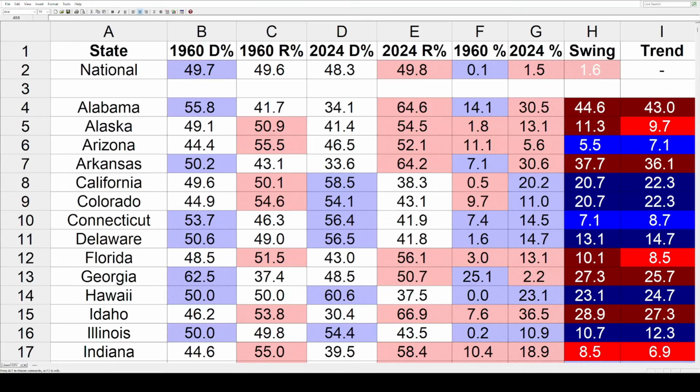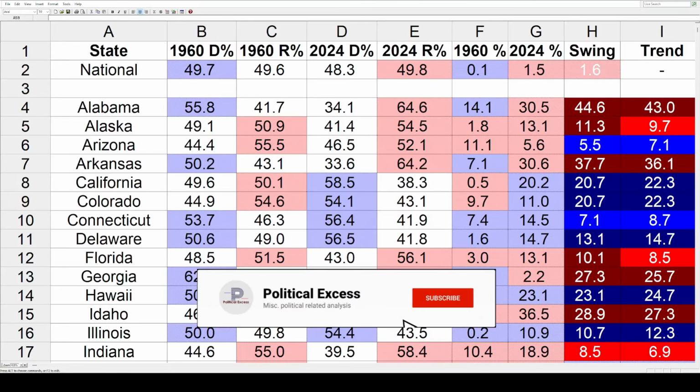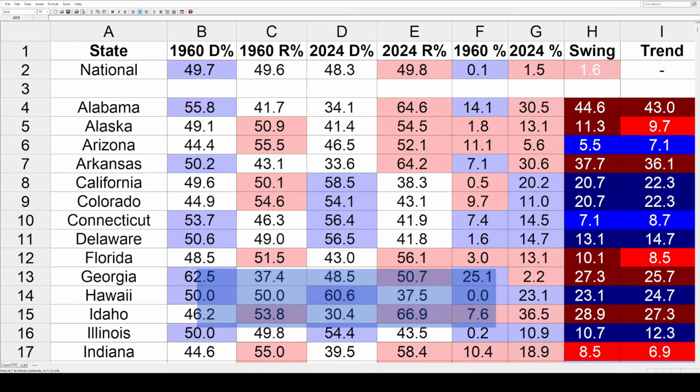How did each state trend between 1960 and 2024 for president? That's what we're going to find out today. Last week we looked at just the shifts or the swings in each state. Today we're going to compare those shifts to the national shift, and that's going to get us the trends. So a lot of data to get through, and at the end, of course, we've got the map. There's a chapter down below in the description if you want to skip ahead.